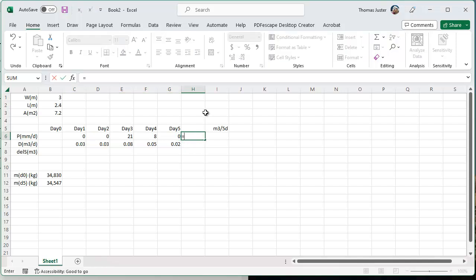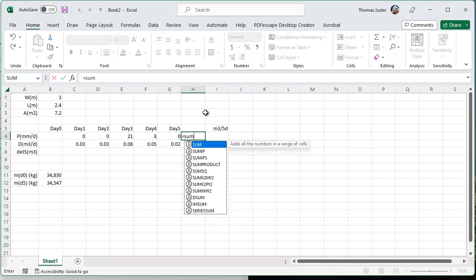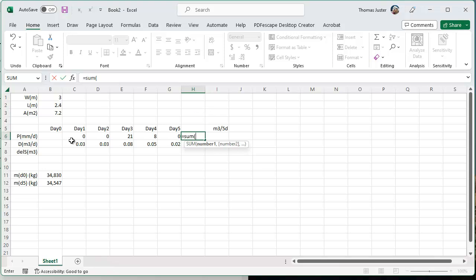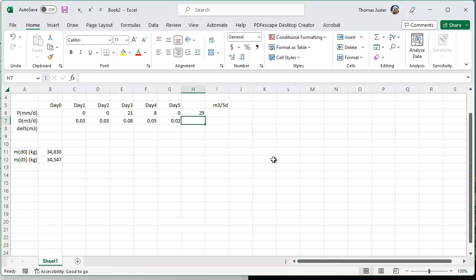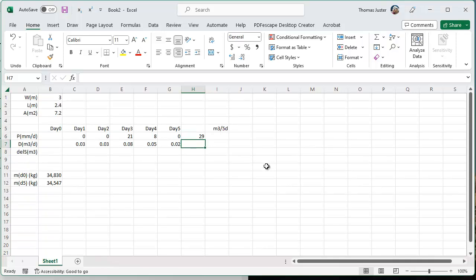So I simply use the sum function in Excel. I say the sum of, and I can just highlight these cells, return, and so there were 29 millimeters of precipitation that fell over those 5 days. And if I want to convert that to cubic meters that fell over those 5 days, first I need to convert the millimeters to meters, and then I need to multiply by the area, the surface area, right?